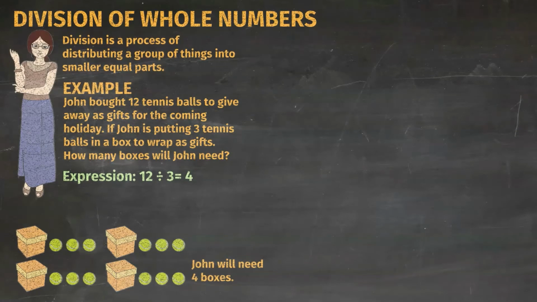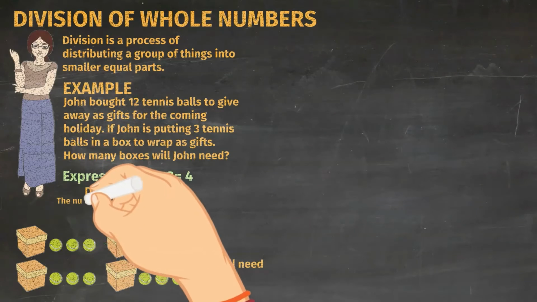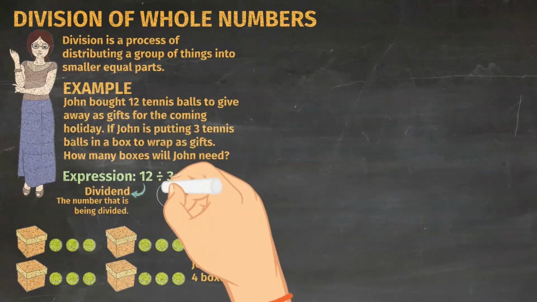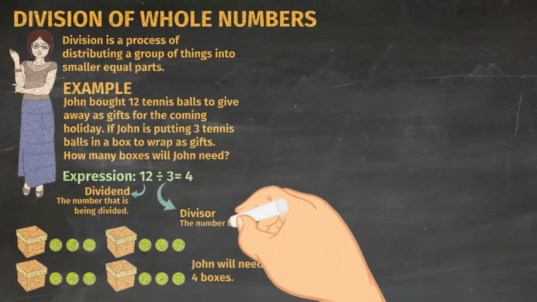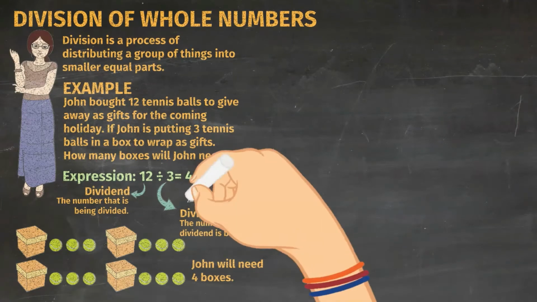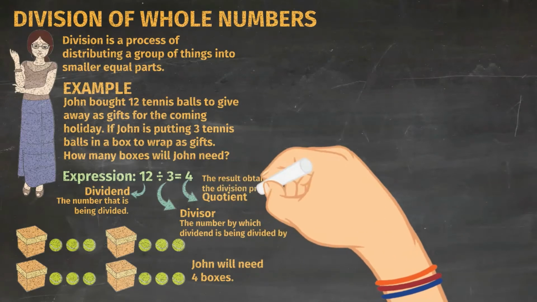In 12 divided by 3 equals 4, 12 is called the dividend. The dividend is the number that is being divided. 3 is called the divisor. The divisor is the number by which the dividend is being divided. And 4 is called the quotient. The quotient is the result obtained in the division process.